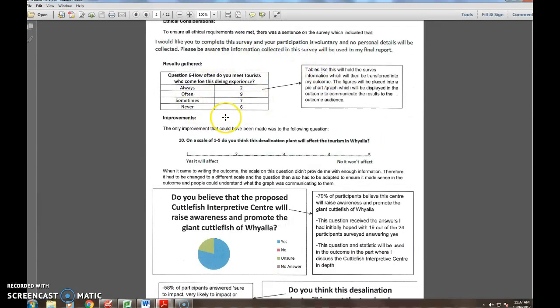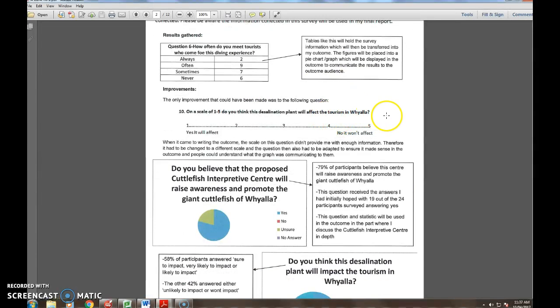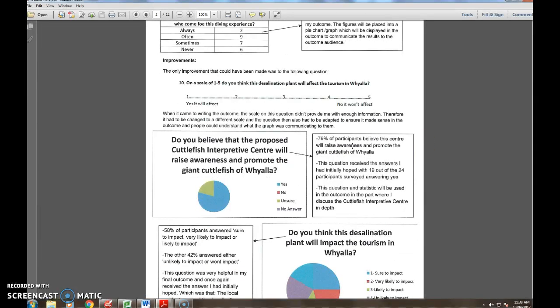They've spoken about some of the results that they've gathered. They have, after they've collected their results, gone back and had a look at, this question here didn't actually work, and the reason for that was this. That's a really good analysis of the skills that they've developed.